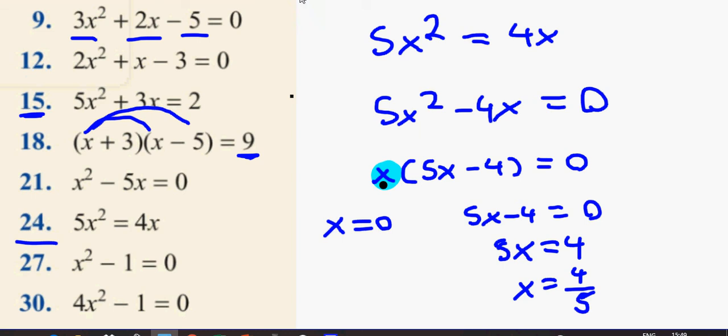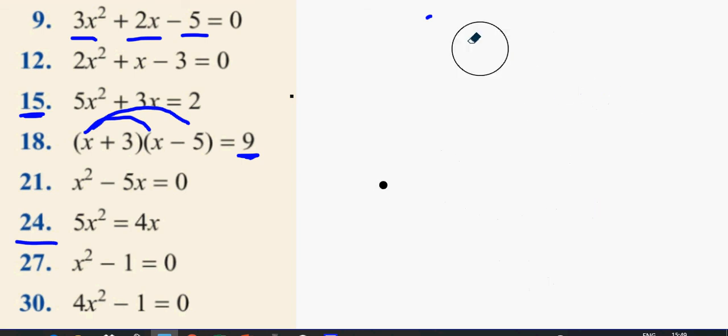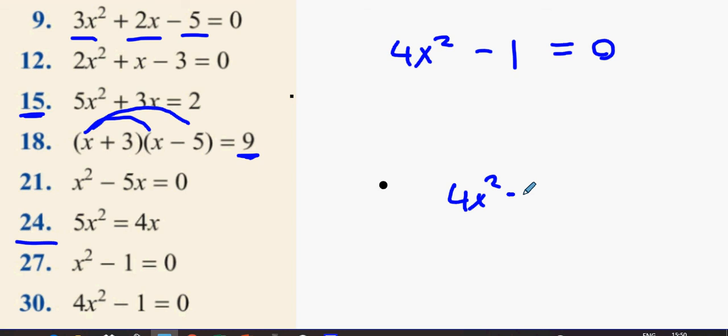Question 30. Is question 30 the difference of two squares? How do I know it's the difference of two squares though? What guarantees it? They're both square numbers, and what else guarantees it? The fact that there's a minus in the middle. If this was 4x squared minus 1x, it's not the difference of two squares. Why? Because there's a letter in common, isn't there? So if there's a letter in common, always take out the letter in common. Do they have a letter in common? No. So this is 2x squared minus 1 squared.